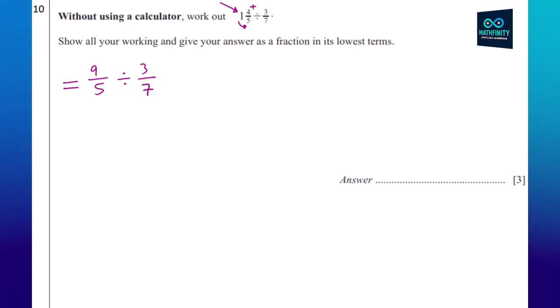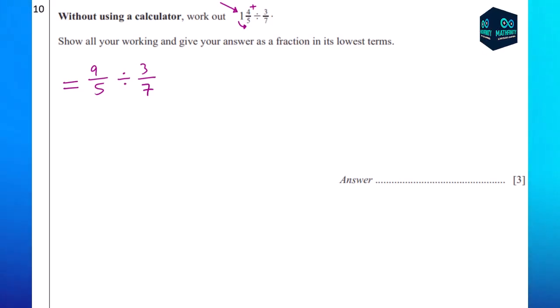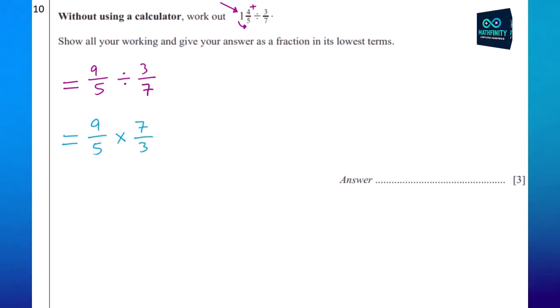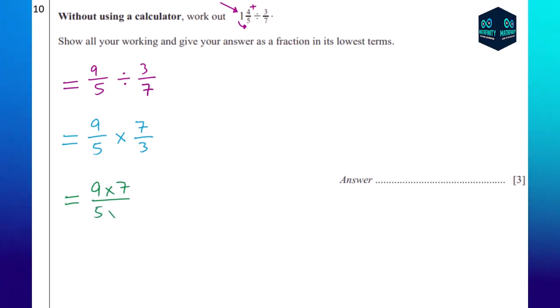After this, as the division sign is there, we need to use the KCF method: keep, change and flip. 7 over 3. Now again we have two methods here. Directly you can multiply 9 times 7 over 5 times 3. You will get the answer 63 over 15.